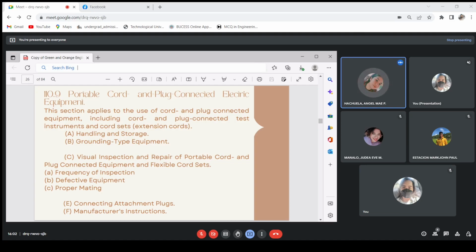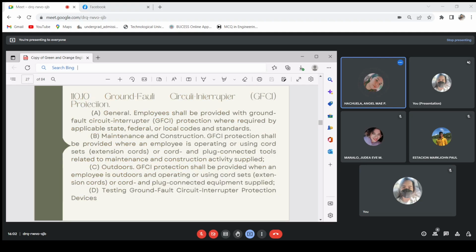Letter C is the locking type connector shall be secured after connection. So next one is the manufacturer's instruction. So portable equipment shall be used in accordance with the manufacturer's instructions and safety warnings. Next.